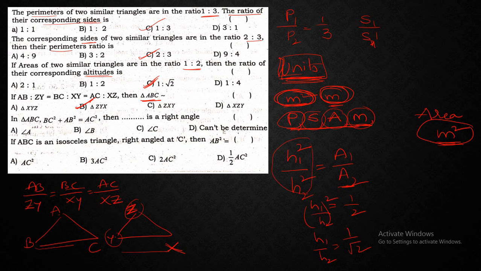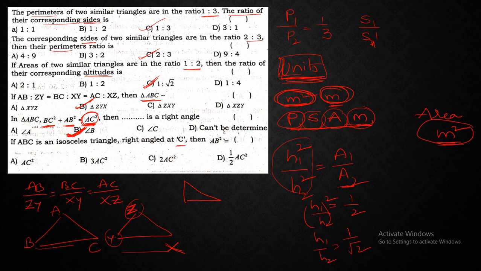In triangle ABC, BC square plus AB square is equal to AC square. So if the sum of squares of two sides equals the square of the third side, then it is clearly a right angle triangle. Where is the right angle? This is my hypotenuse, right? The hypotenuse contains the vertices A and C. That means whichever vertex is missing, that will have 90 degrees. Right?